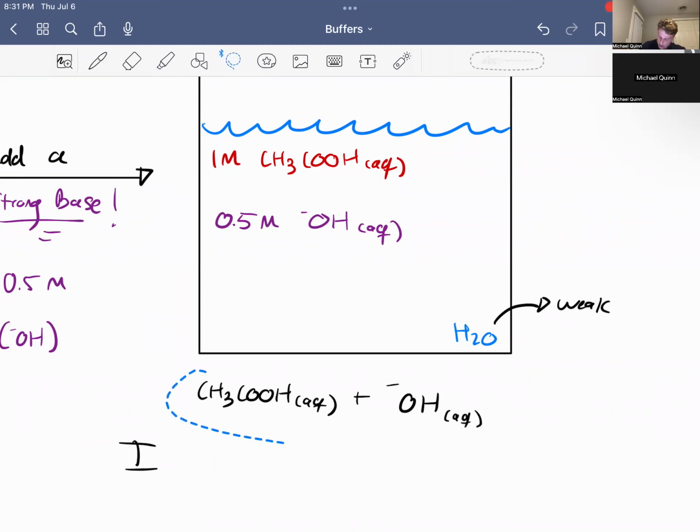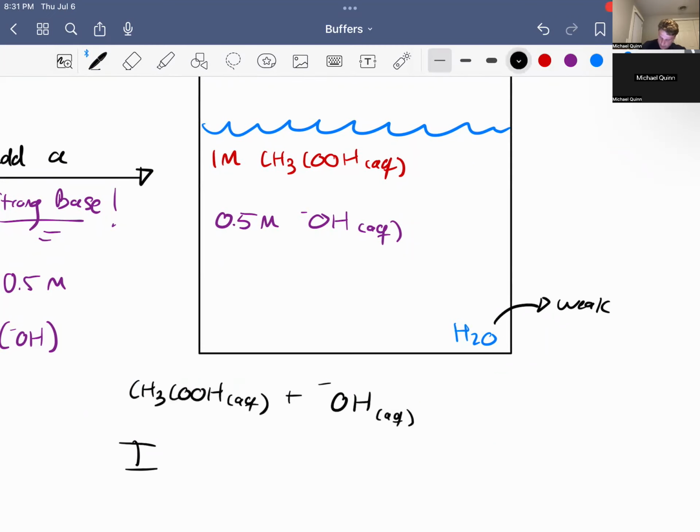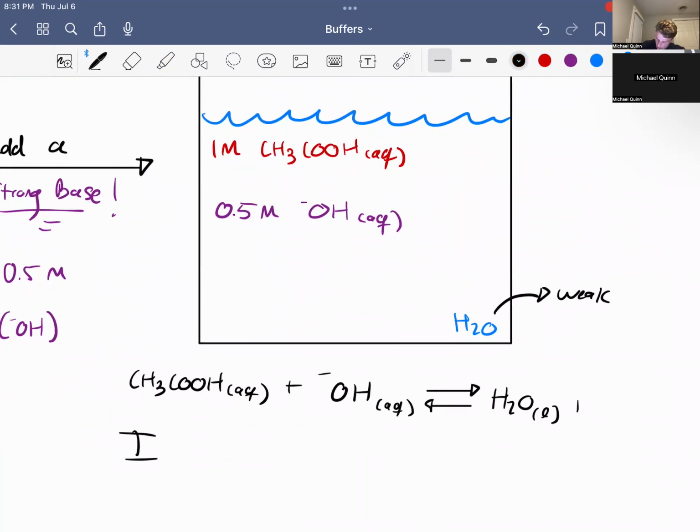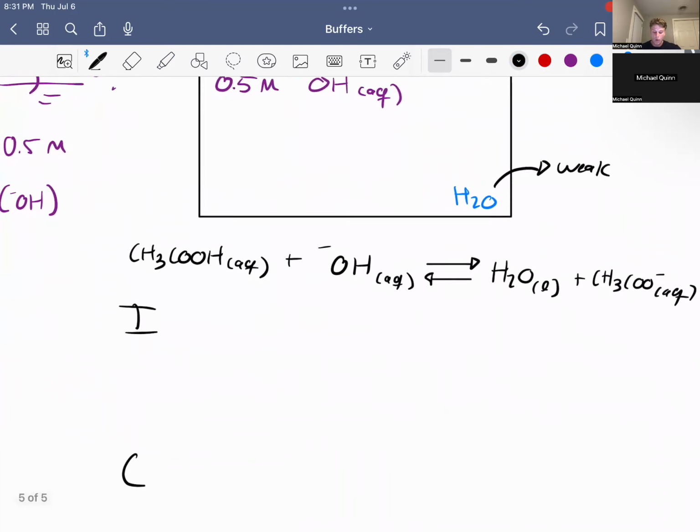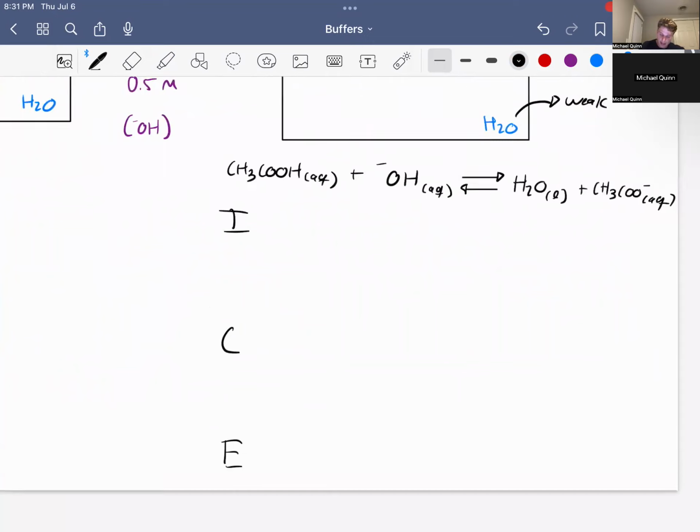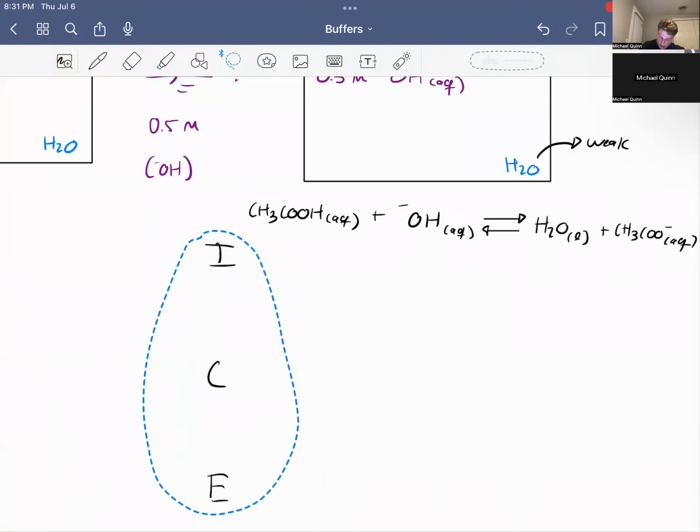So the products of this reaction will be water, because OH minus will take a hydrogen from CH3COOH and become H2O, and this will be CH3COO minus aqueous. So what we have to do now is fill in our ice table.